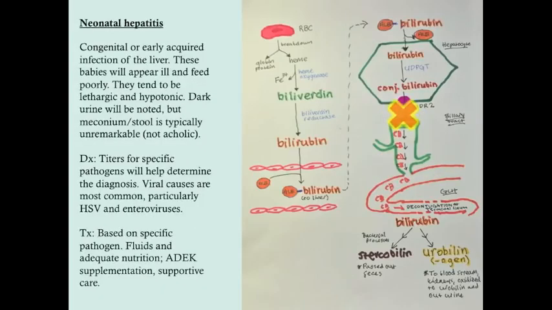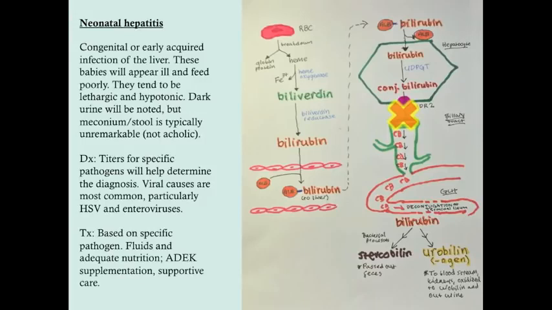And then one more. Okay, neonatal hepatitis. So this is a disease of the liver tissue itself. It's an infection. It's either congenital or it's acquired early. These babies will appear ill and they'll feed poorly.